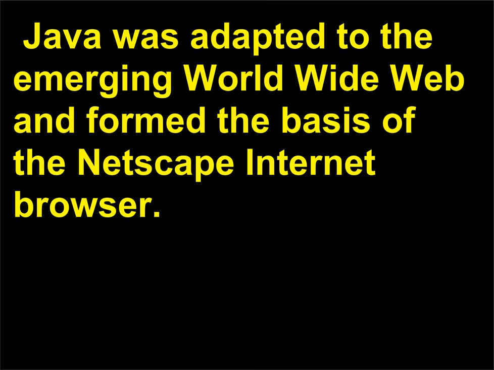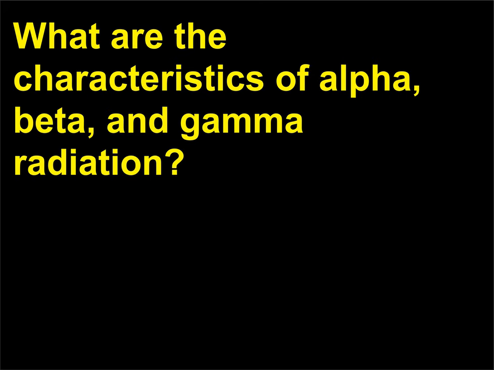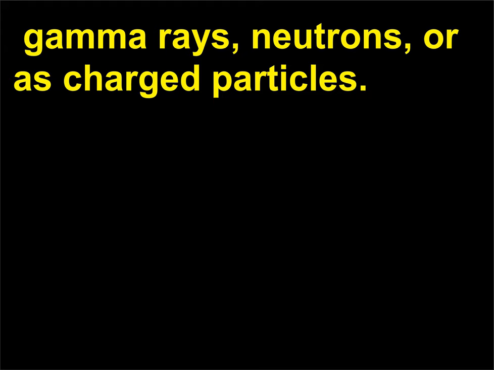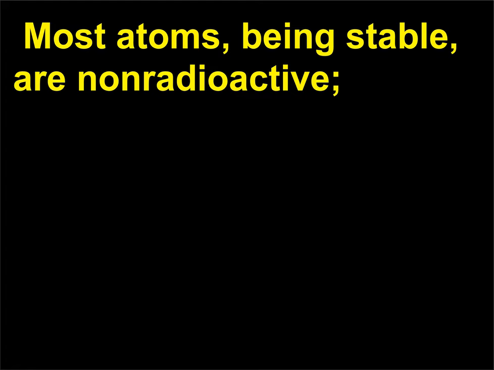What are the characteristics of alpha, beta, and gamma radiation? Radiation is a term that describes all the ways energy is emitted by the atom as X-rays, gamma rays, neutrons, or as charged particles. Most atoms, being stable, are non-radioactive. Others are unstable and give off either particles or gamma radiation.